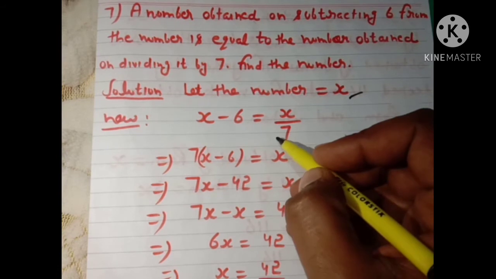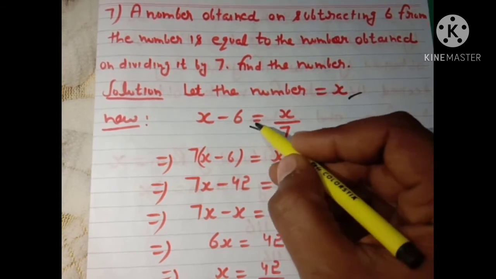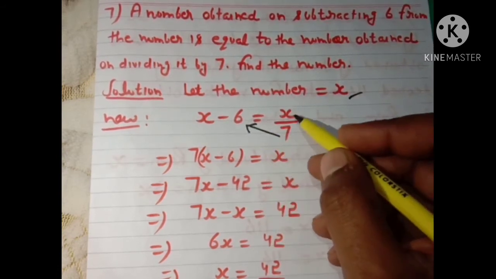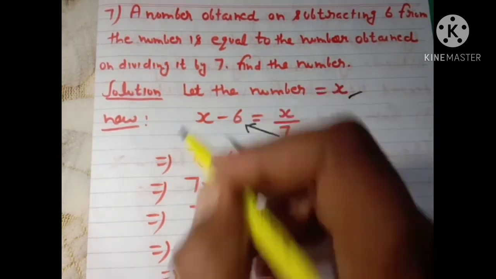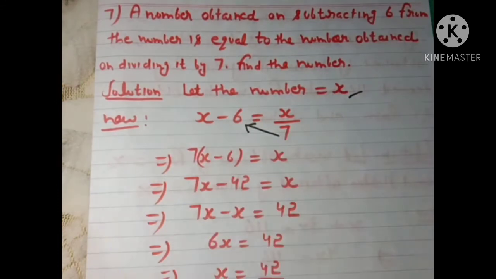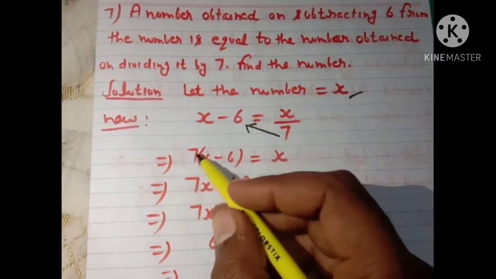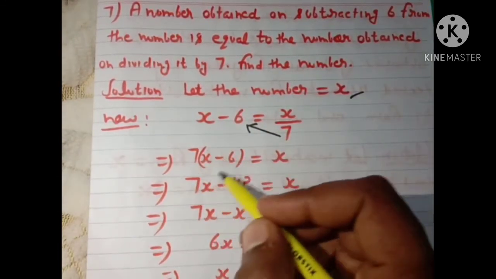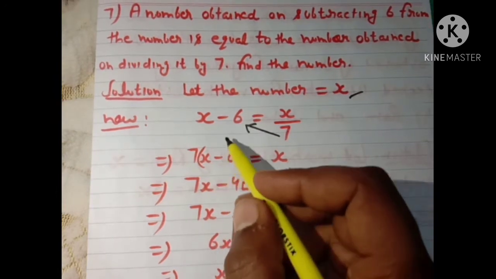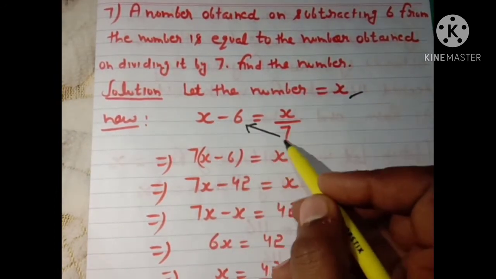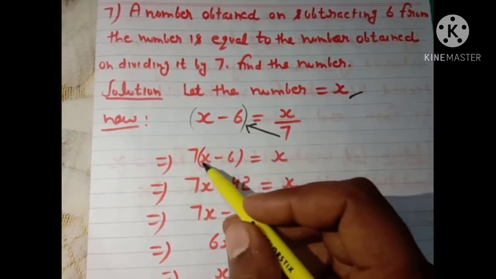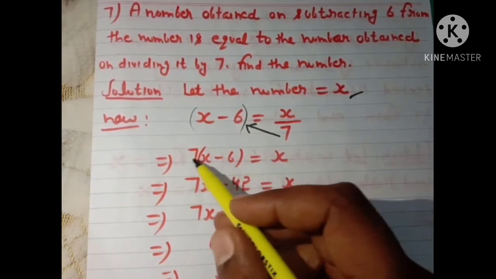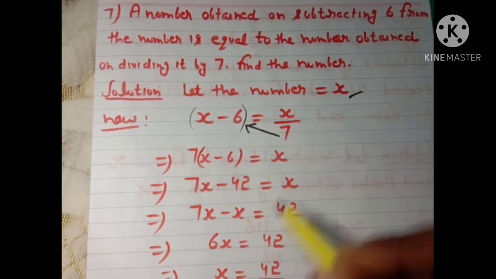Now first of all we have to take this 7 to this side, because in this case 7 is in the denominator, and when we take it to the left hand side, it goes into multiplication. So it will become 7 into x minus 6. Here we have to use a bracket, because this 7 is multiplied with both terms. So it will become 7 into x minus 6 is equal to x.